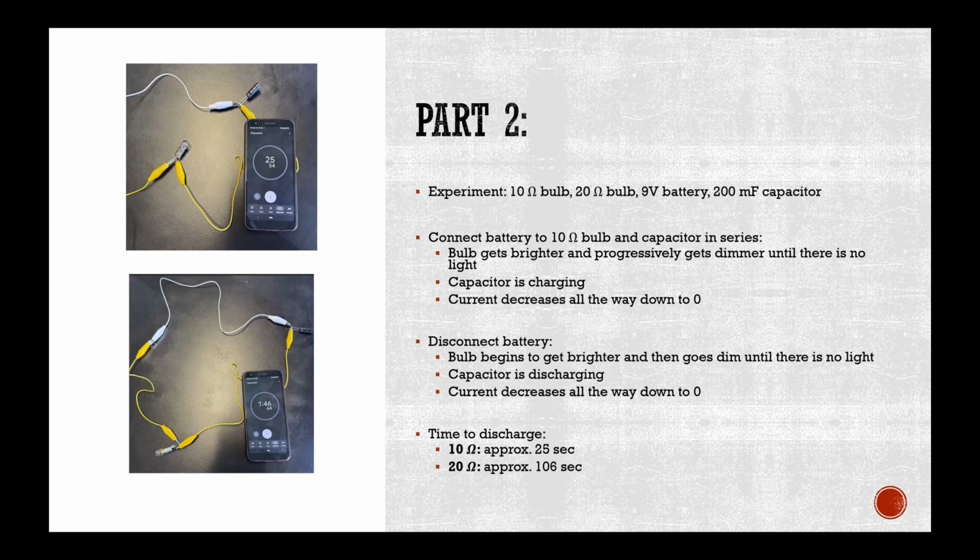So part 2 of our experiment involved a 10 ohm bulb, a 20 ohm bulb, a 9 volt battery, and a 200 microfarad capacitor. Connecting the battery to the bulb charged the capacitor, and the bulb progressively got brighter and then progressively got dimmer. And when we disconnected the battery, the capacitor was discharging. The times that we measured for the discharging of each of these bulbs are 25 seconds and 106 seconds, respectively, for the 10 ohm and the 20 ohm bulb.